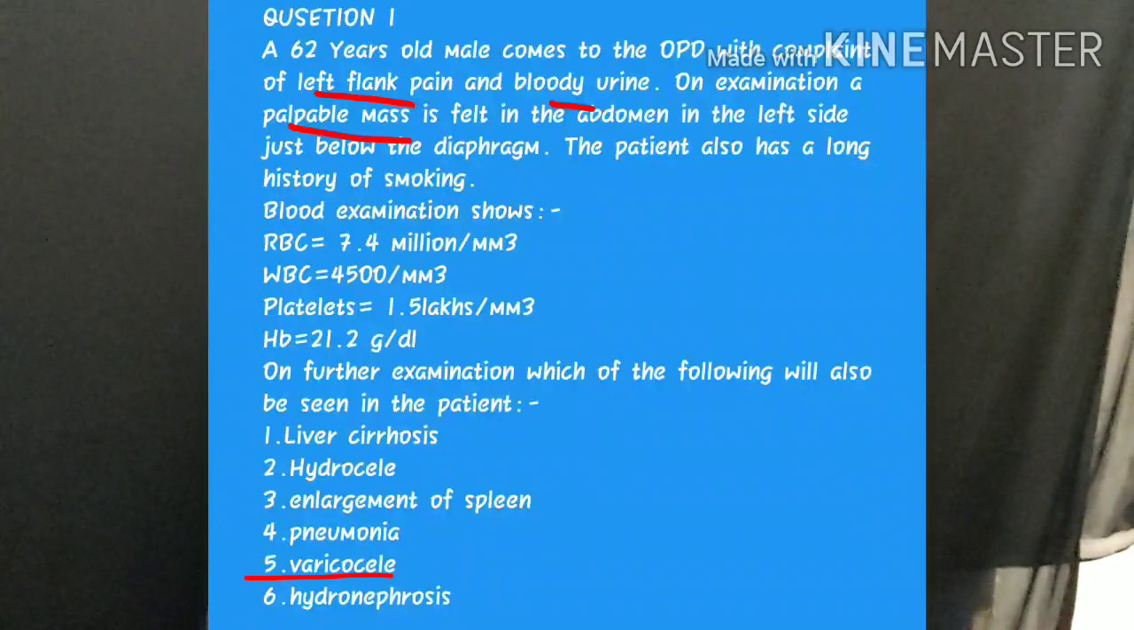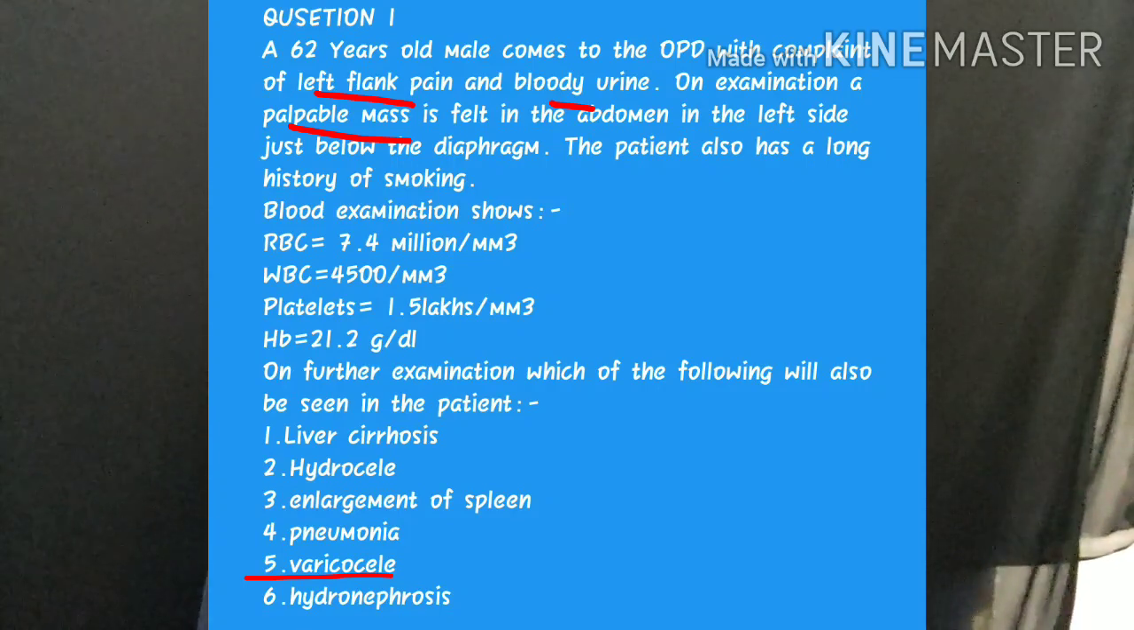So the answer to this question is varicocele. Now let us understand how did we arrive to the answer of varicocele. First of all, look at the clinical features. Patient comes to the OPD with complaints of left flank pain, bloody urine. Bloody urine means hematuria, and on examination a palpable mass felt in the abdomen.